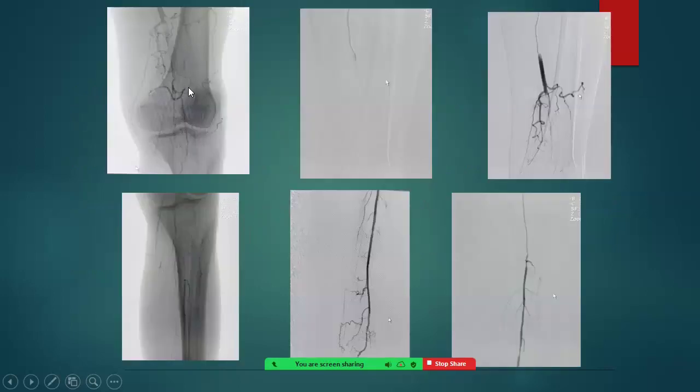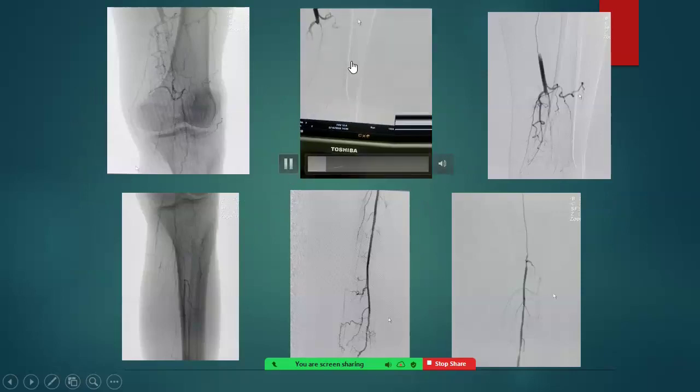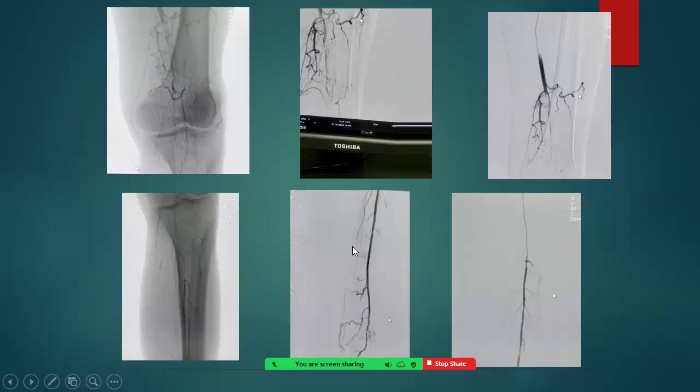So this is very long segment disease. From the distal SFA, nothing was visualized till the BTK. So we took the antegrade puncture in this case. There were multiple collaterals and nothing was visualized. The flow was seen very faintly in the peroneal and mid part of the posterior tibial artery. So we took a retrograde puncture, the retrograde approach.